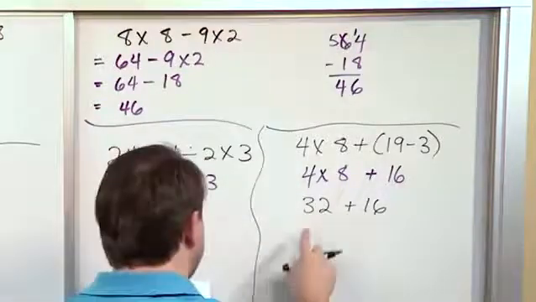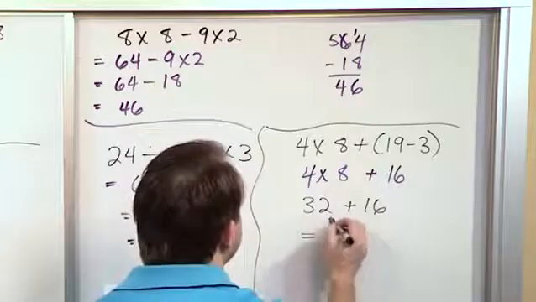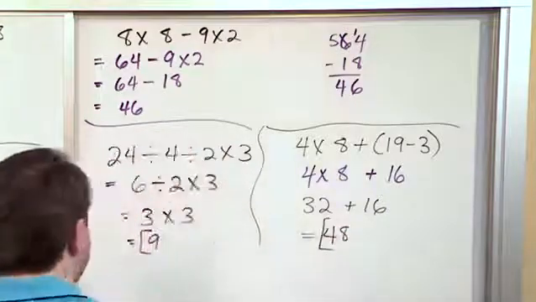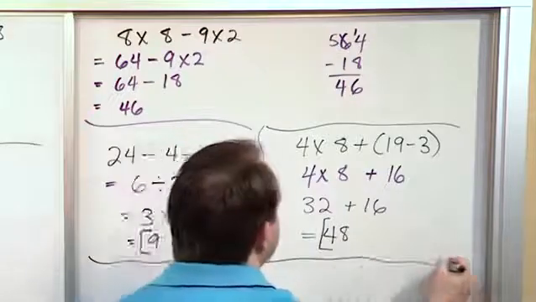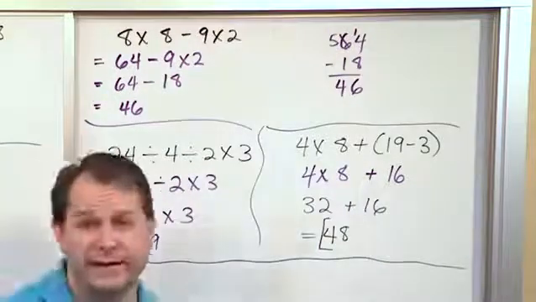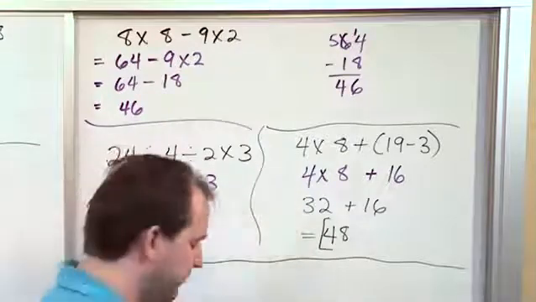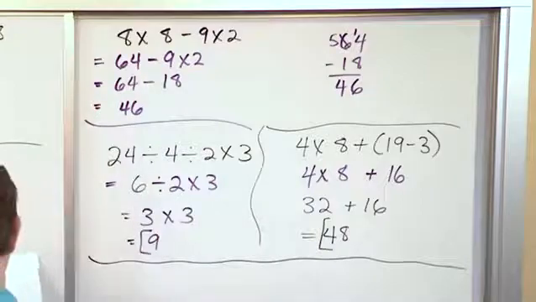And then what we have, 32 plus 16, the only thing left to do is the addition, 48. And this is the final answer. All right, now so far we've been doing problems and they've been increasing in complexity, but here I want to do one last one just to flex your muscles a little bit and give you a little bit of extra practice. And this will be our last problem for this lesson.